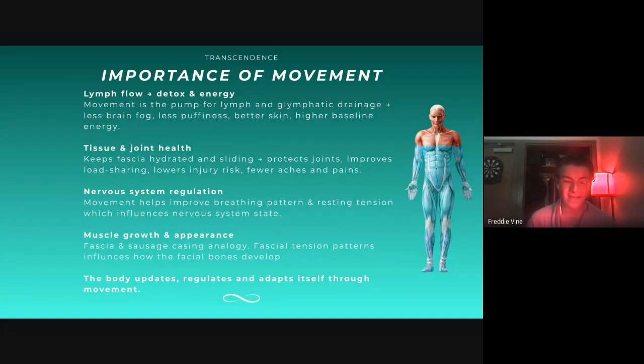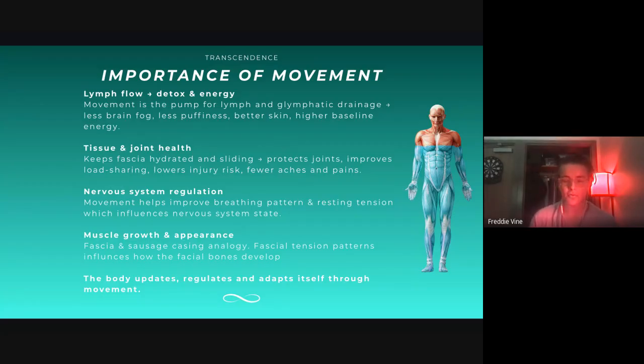And in terms of appearance, especially facial appearance, if you have tight fascia and these tension patterns that aren't natural, that actually influences how the facial bones in your face are sitting, how the muscles in your face sit, and how those develop.